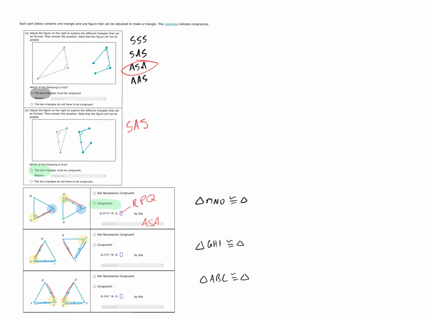For this next one, I have a side, an angle, and a side over here, but notice the order changes over here. So this side does correspond to this side, and that side to that one, and that angle to that one, but this is a side, angle, side, whereas this is a side, side, angle. So in this case, this would be not necessarily congruent because the order doesn't match.